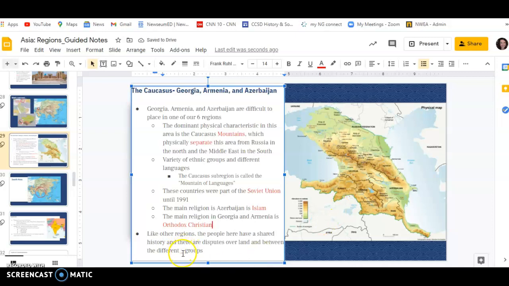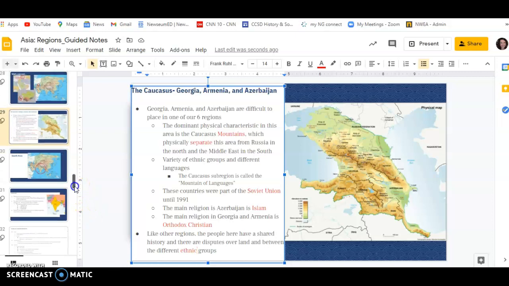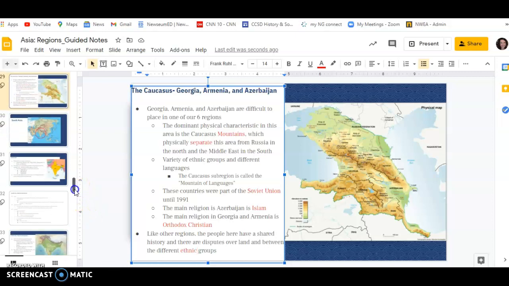Like other regions, the people here have a shared history, and there are disputes over land in between the different ethnic groups. But this is sort of a common theme that we see, and not just in Asia, across the world.